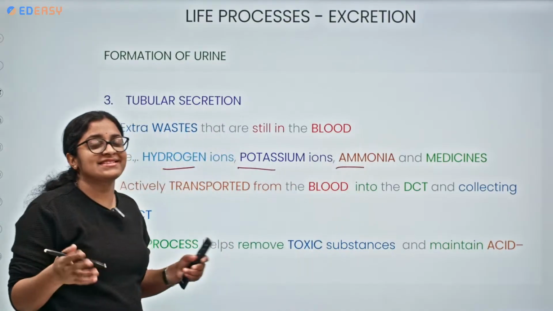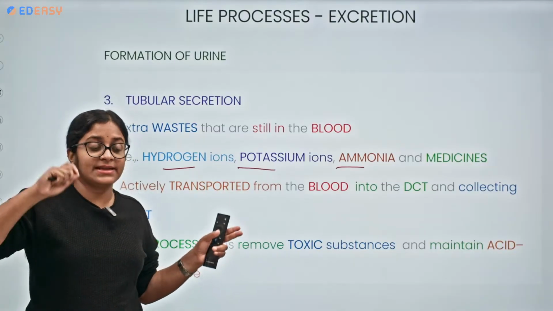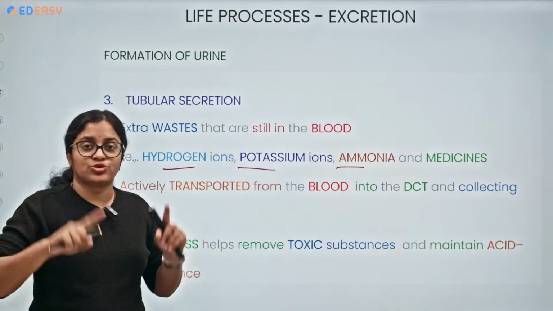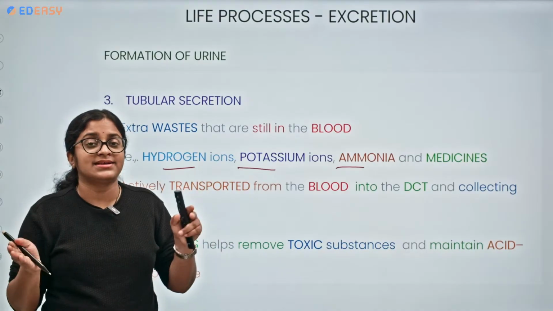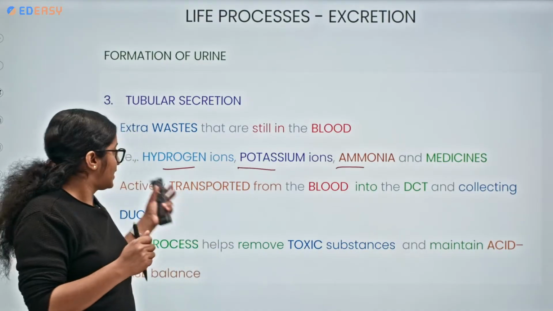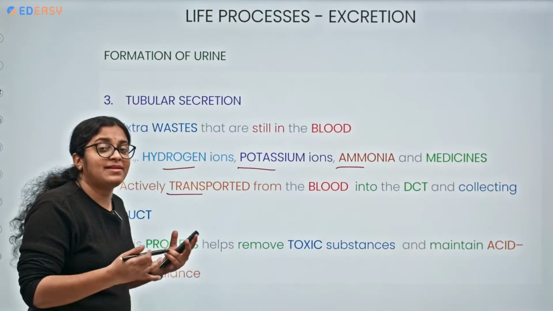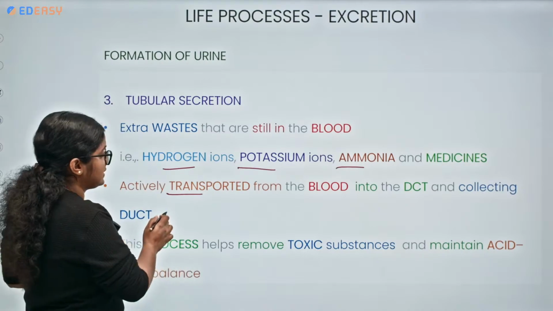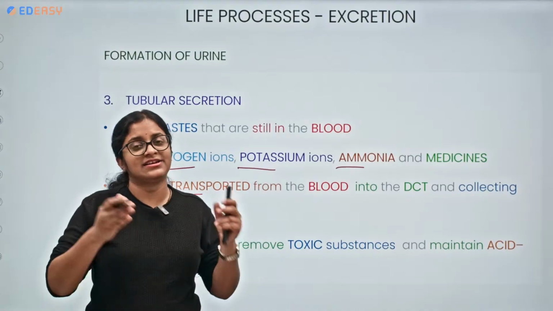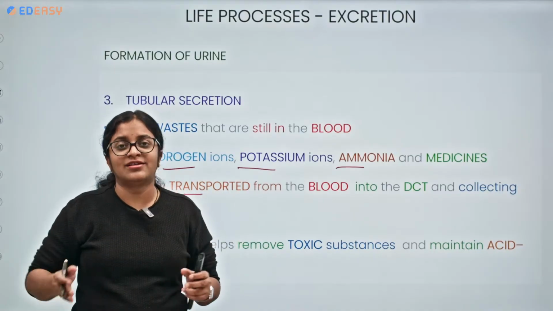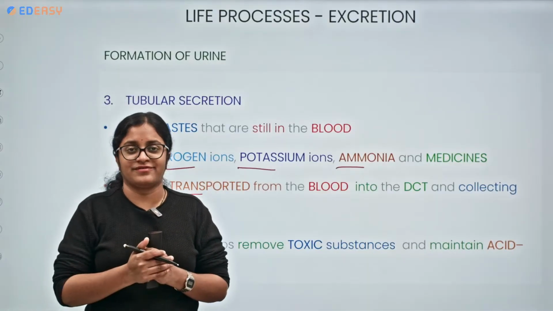Sometimes we depend on medicines when we get cough, cold or fever. We take medicines, right? Some medicines will even still be there. So these also should be eliminated. We do not require them. Otherwise, toxicity happens to our body. So they are actively transported from where? From the blood into the region of the DCT and finally to the region of the collecting duct. From the collecting duct to the ureter, ureter to the urinary bladder, urinary bladder to final elimination through the region of the urethra.